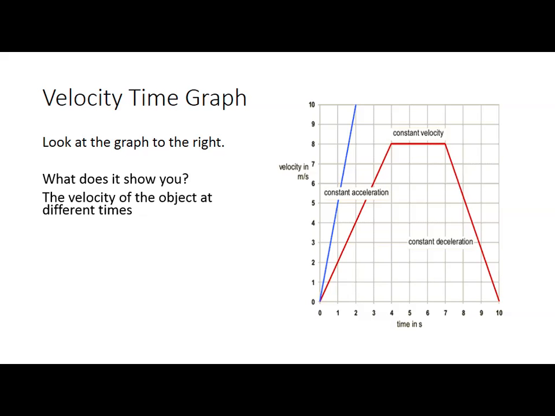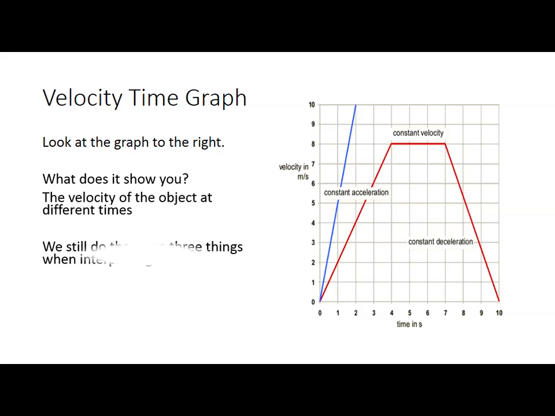It's just showing me, at close to 1 second, we're around 4.5 meters per second, or actually we're at 5 meters per second. All right. At 2 seconds, we're at 10 meters per second. Okay. So it's just telling me how fast the object is going. It's telling me the velocity of the object.